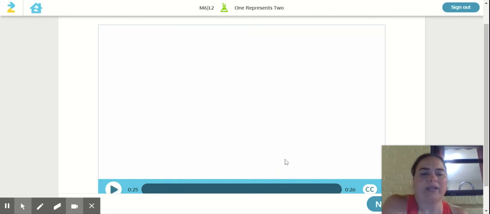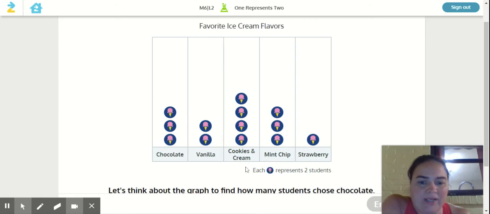Okay, so here's where the difference comes in with these 2 lessons. Each ice cream cone in these pictures represents 2 students. So in the first lesson, they each represented 1 student. In this one, they represent 2. So I've got to count by 2s when I count these. 2, 4, 6, 2, 4, 2, 4, 6, 8, 2, 4, 6, and 2.